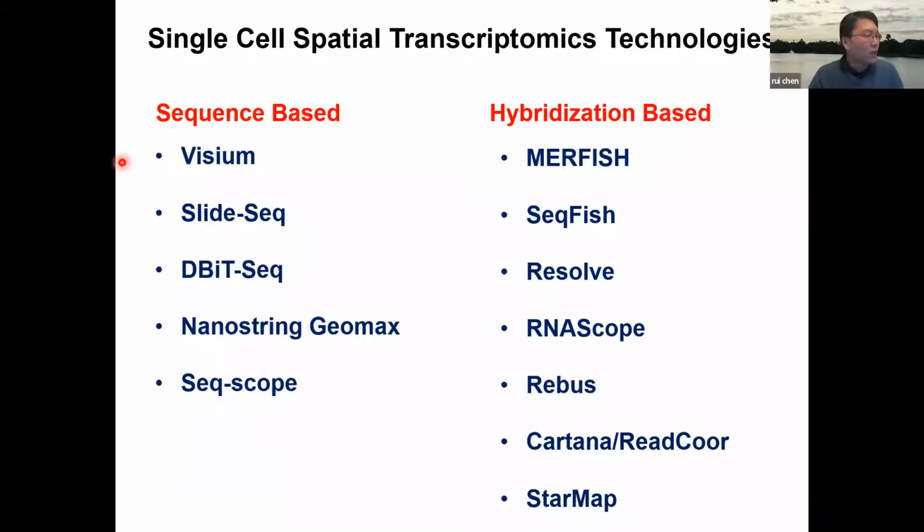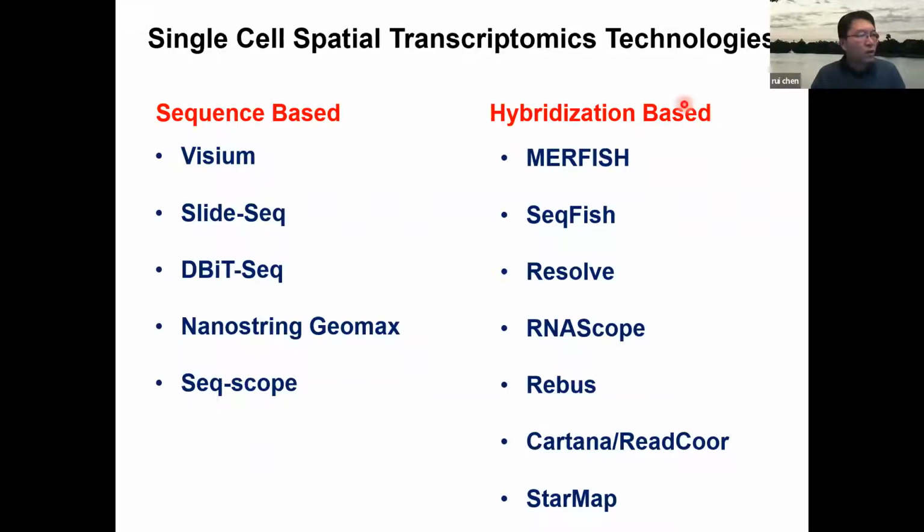The advantage of this method is, of course, that it is unbiased, so they can sequence the whole transcriptome. However, one of the downsides I would say is that right now, for example for the VCM and many of those, they are not true single cell resolution, and also because of the RT efficiency, the sensitivity of detecting transcripts is somewhat compromised.